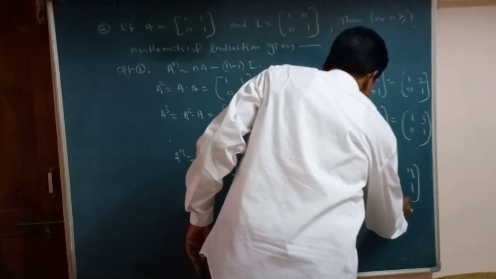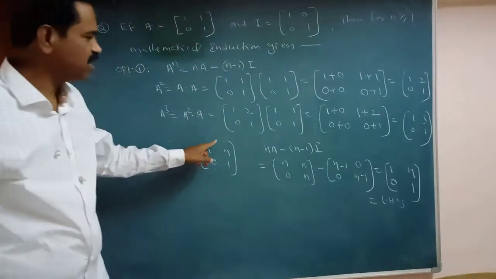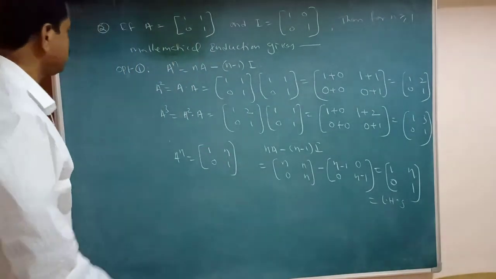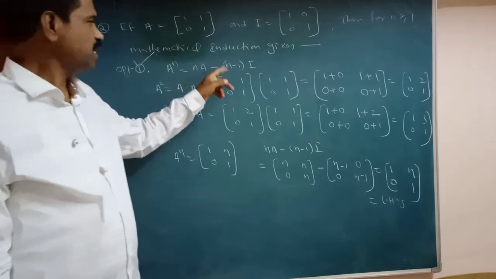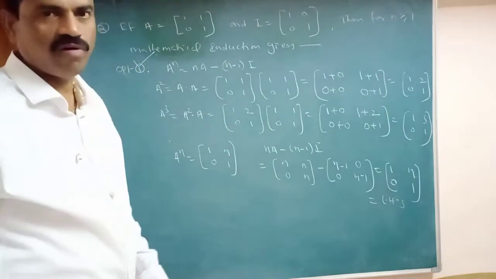LHS is 1 n 0 1. So which option is verified here? The option: A power n equal to n into A minus (n minus 1) into I.